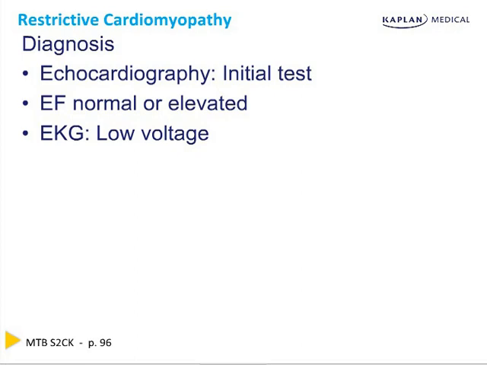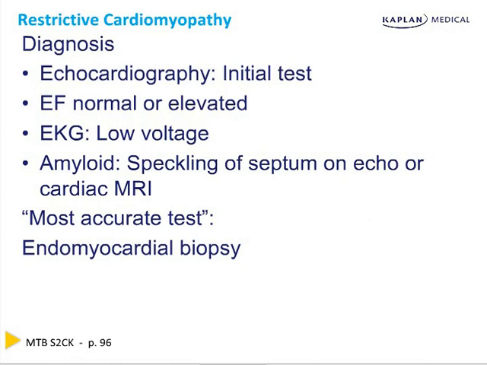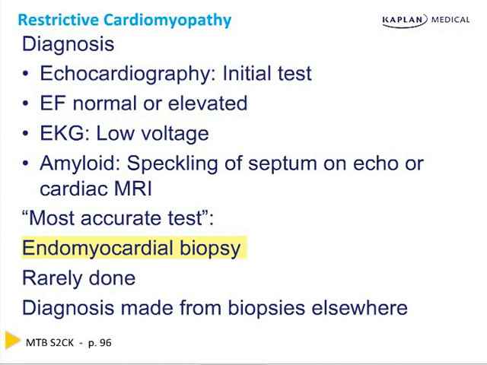Amyloidosis does have a very specific echo finding, and this is important. On the echo, you will see a speckling pattern, speckled like glass, like light going through crystal. The most accurate test is frankly rarely if ever done, and that's an endomyocardial biopsy. It is the most accurate, but rarely done, because you can make your diagnosis by taking samples elsewhere, or other tests.